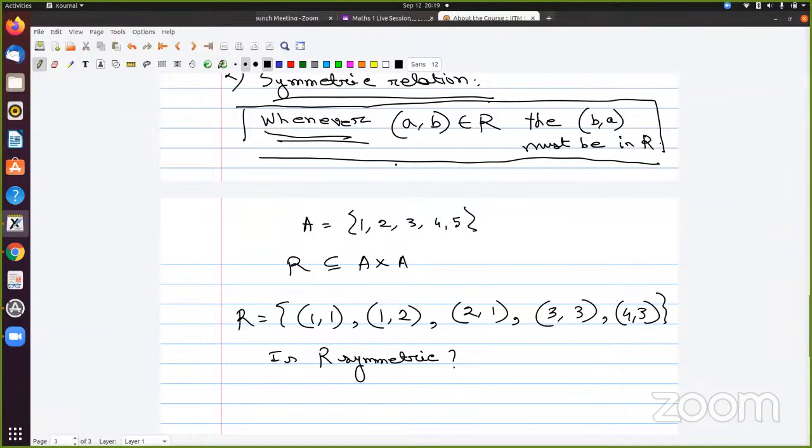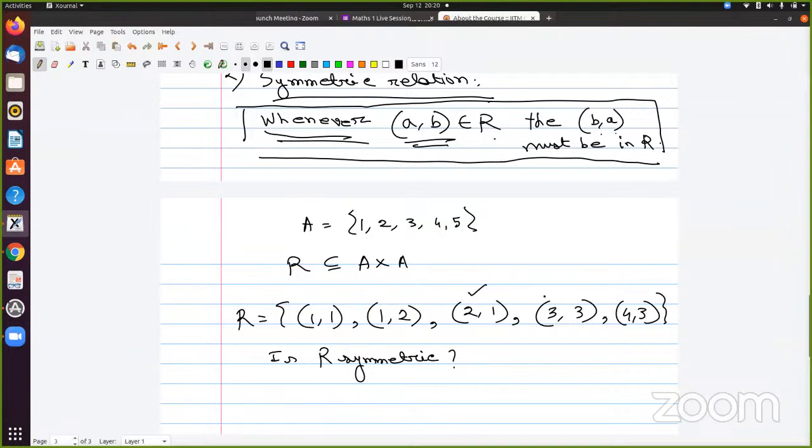So what I am saying is, whenever A comma B is in R, B comma A should also be in R, right? Let's start with the first element, 1 comma 1. If I interchange the position, what will be the element? 1 comma 1 itself, so we don't have to worry about that. If I take 1 comma 2 and interchange the position, what will I get? 2 comma 1. Is that inside R? Yes.